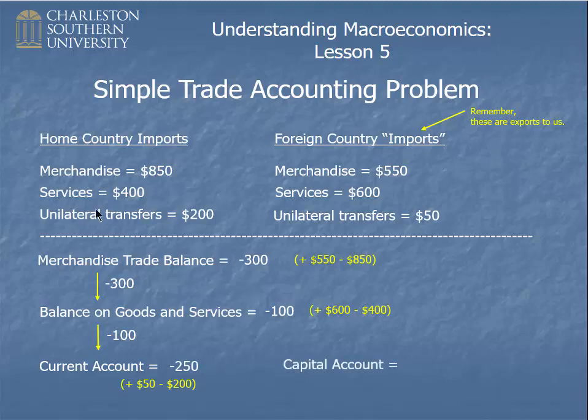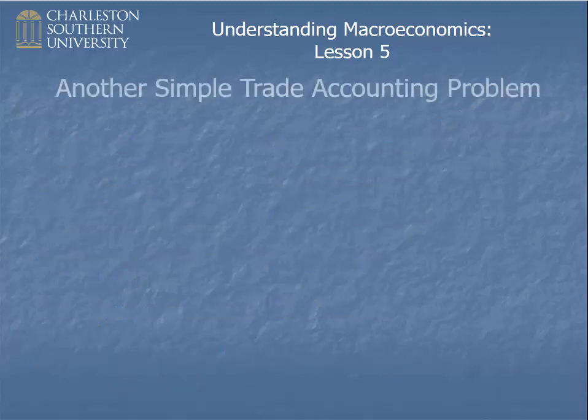Now, there's no information on the capital account, but we know that the capital account is a mirror reflection of the current account. So if the current account is minus 250, the capital account must be plus 250. There you go. Now let's try another one.